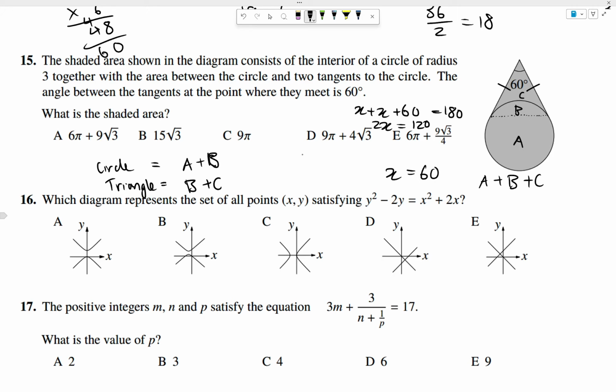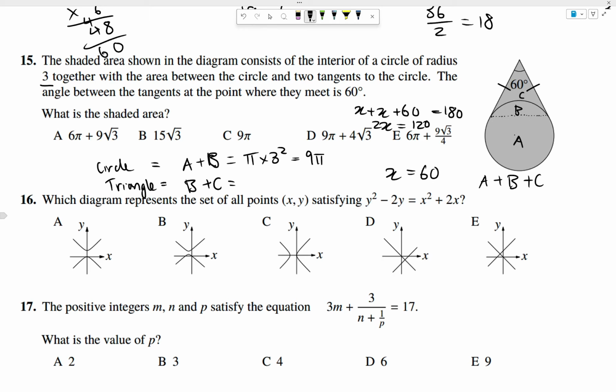And we know how to work out the area of a circle. It's just pi times r squared, and it tells us that the radius is 3, so that would be 9 pi. And then for the area of the triangle, the first thing we're going to have to do is work out what the side length of the triangle is.